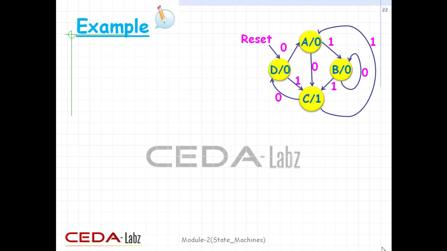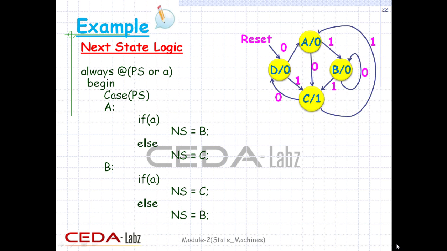While designing the Mealy machine, we learned how to design next state logic. In the same manner we will design this next state logic code. The next state will depend on input A and the present state. Using conditional statements, we are designing this block. First case, present state is A, then as we see from the diagram, when input A is 1, next state is B, otherwise it is C.